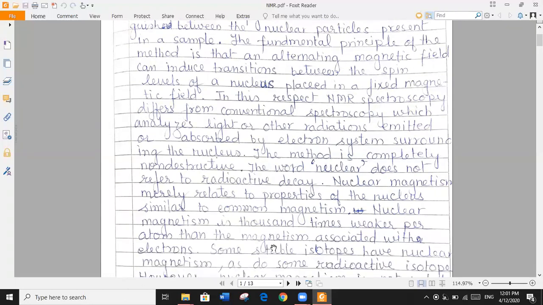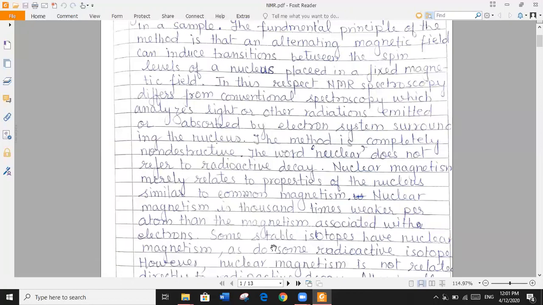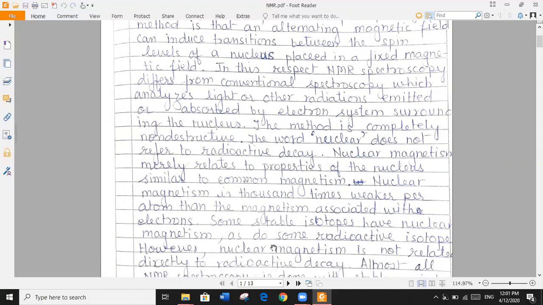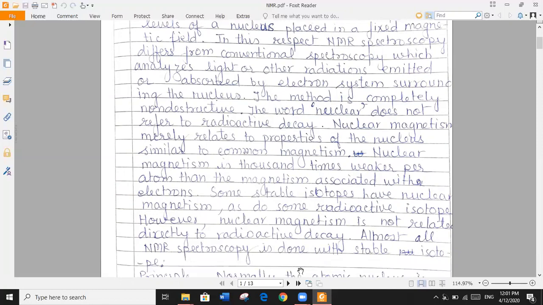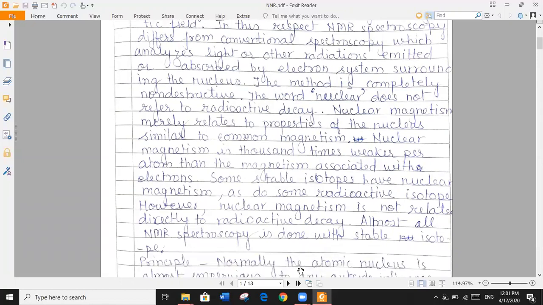Some stable isotopes have nuclear magnetism, as do some radioactive isotopes. However, nuclear magnetism is not related directly to radioactive decay, and almost all NMR spectroscopy is done with stable isotopes. What is the principle?